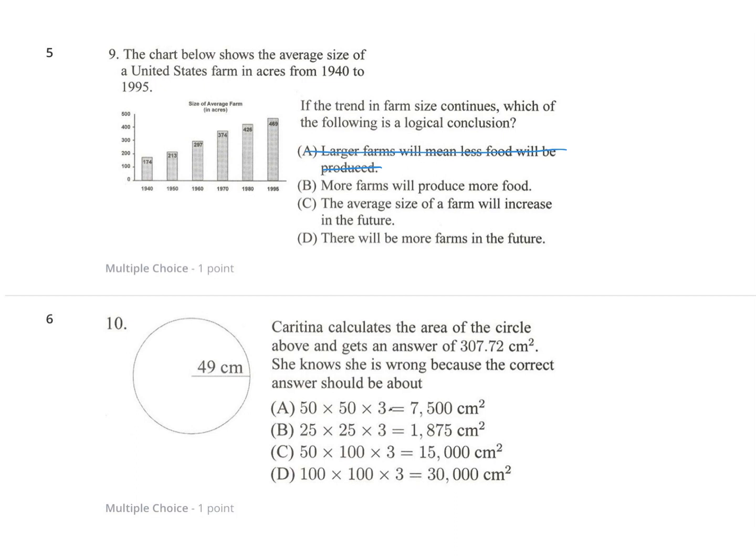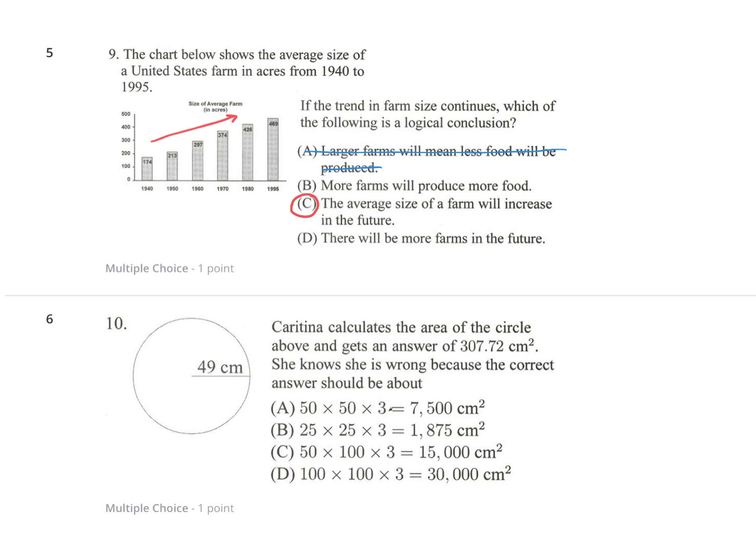B, more farms will produce more food. Maybe, but I don't know anything about the production. So I'm going to come back to that, but I'm skeptical. C, the average size of a farm will increase in the future. That seems logical because if I look at the trend, right, it's going up. The sizes are getting bigger. So that one feels like a definite possible conclusion.